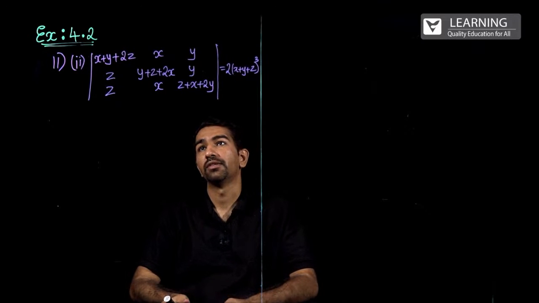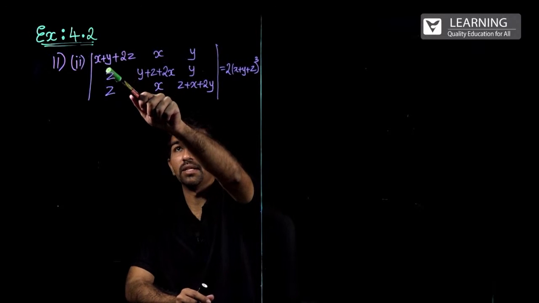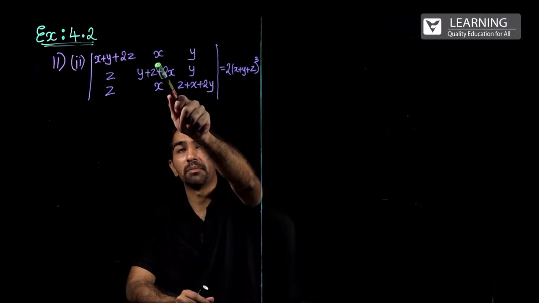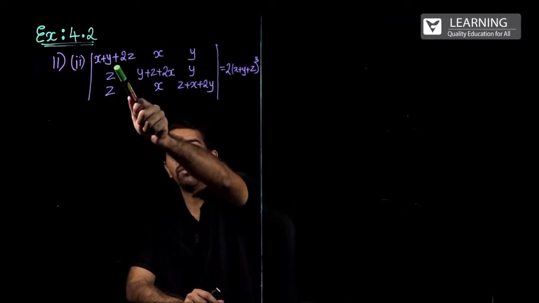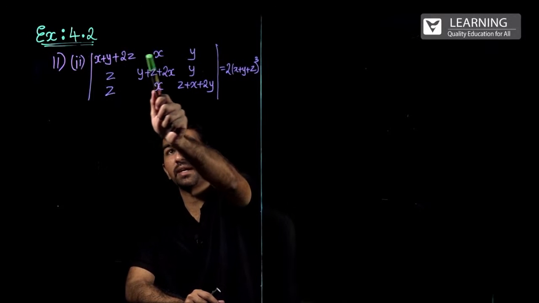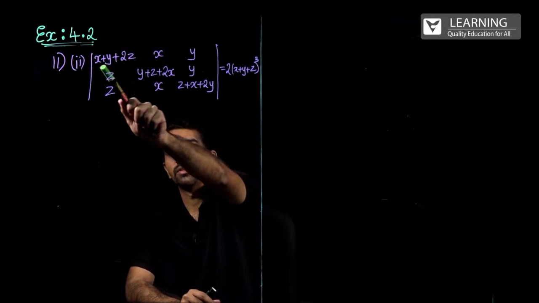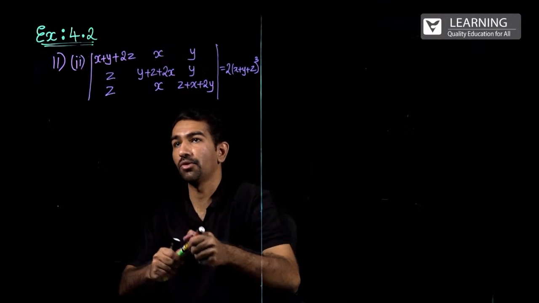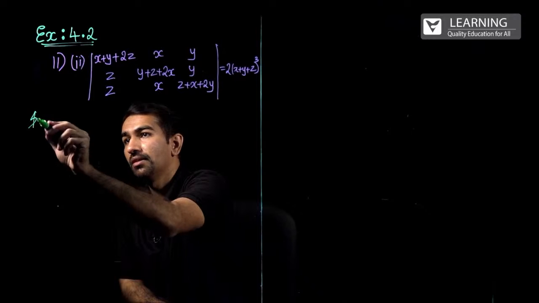Correct? So column 1 equals column 1 plus column 2 plus column 3. Correct? Column 1 as it is. So to this what will get added up? Column 2. So it will become 2x. Again y will get added up, it will become 2y. So we'll write the solution here. Solution.